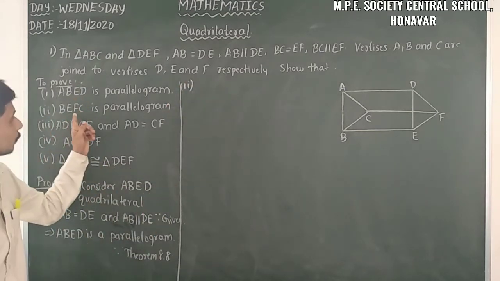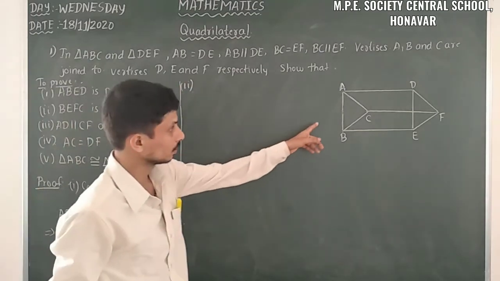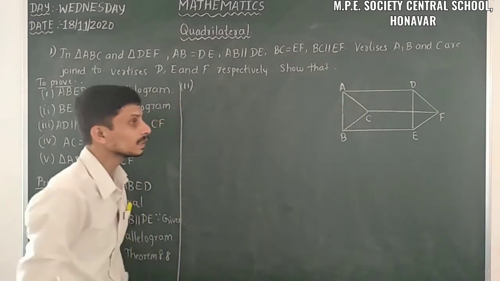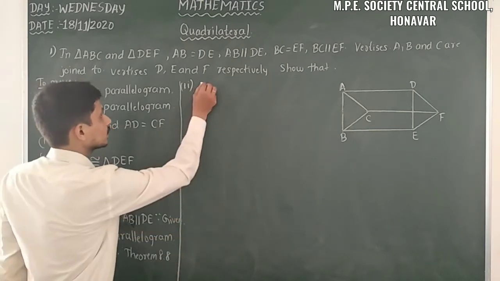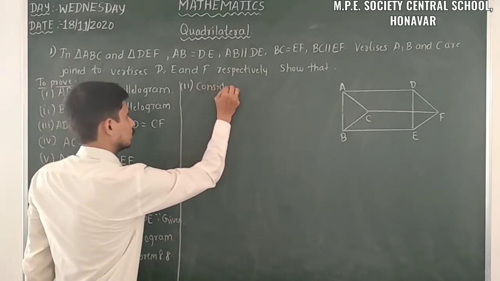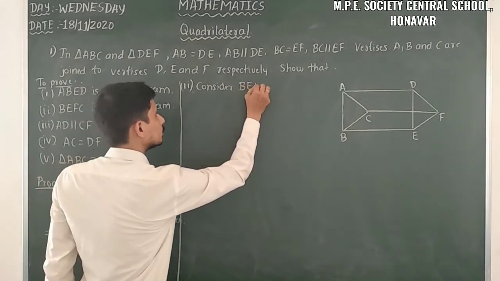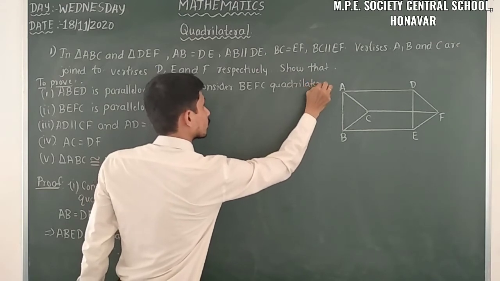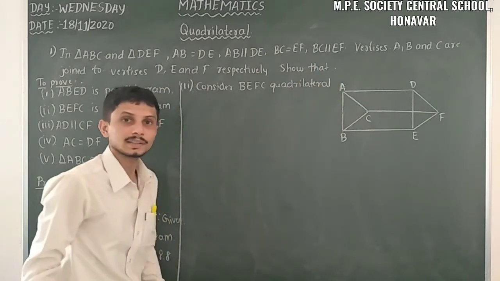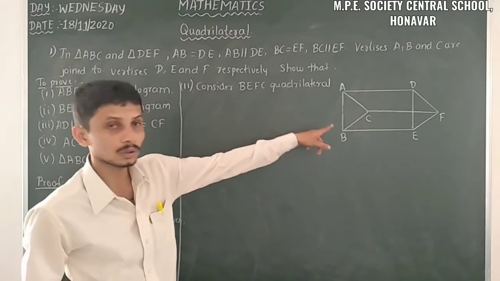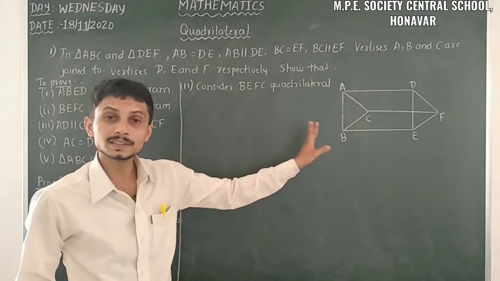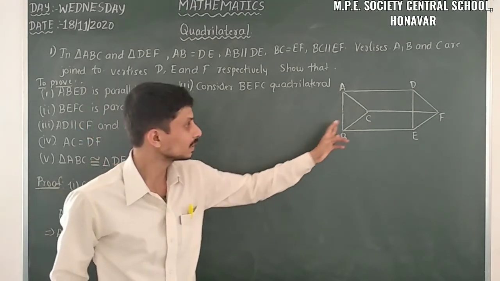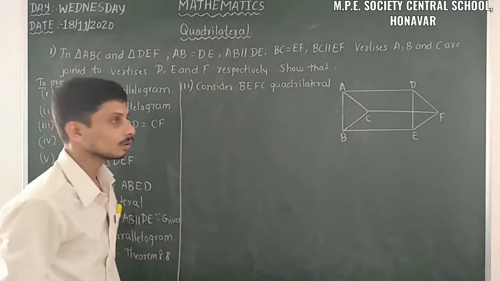Here we have to prove BEFC is a parallelogram. So consider BEFC as a quadrilateral. In that, what are the equalities we have? BC is equal to EF, and also BC is parallel to EF. So from theorem 8.8 we can easily conclude BEFC is a parallelogram.